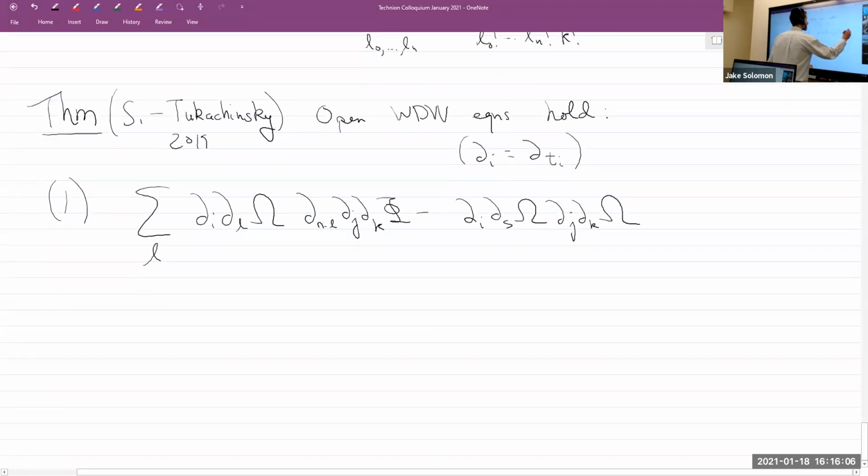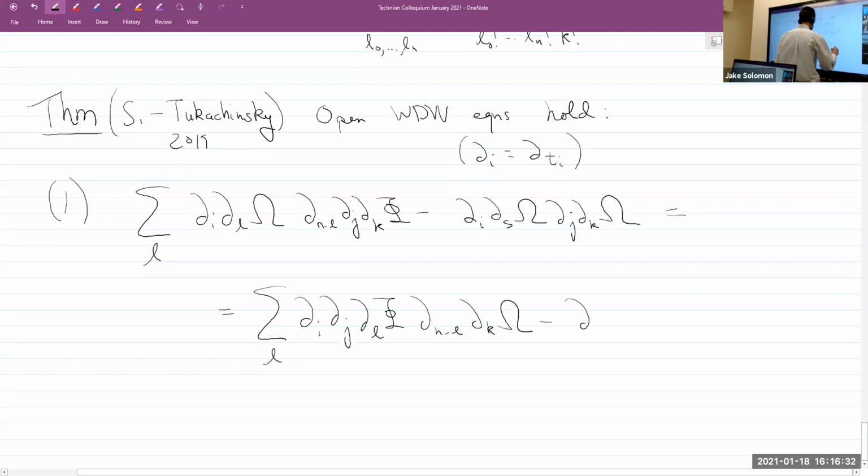That one is equal to this one: partial I partial j partial L phi, partial n minus L partial k omega, minus partial I partial j omega, partial k partial S omega. That's one equation.